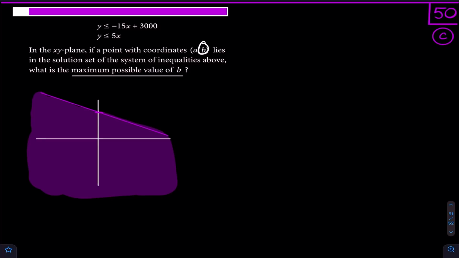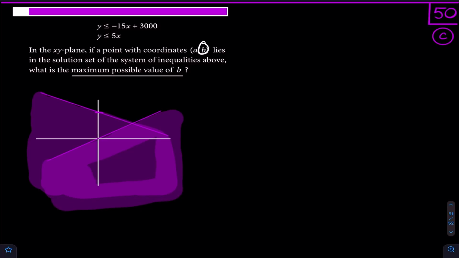All right, great. So now that we have that, let's look at the other one. That's 5x. So 5x, first off, the y-intercept there would be 0. And it's going to be something with some positive slope going through the origin. And how is the shading on this one? Again, it's less than or equal to, so we're going below this line. So it's everything underneath here. There we go. Nice and shaded. There we go.